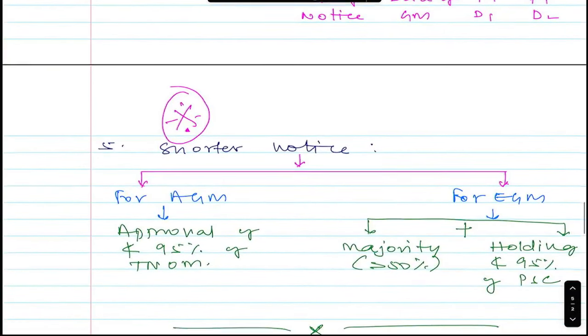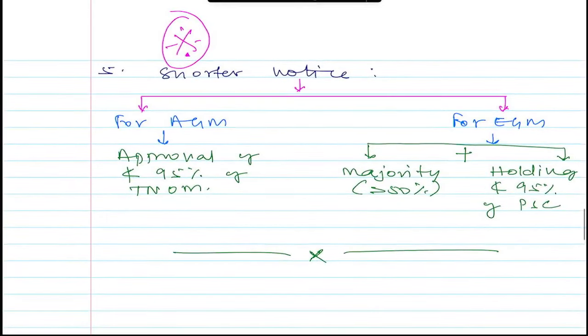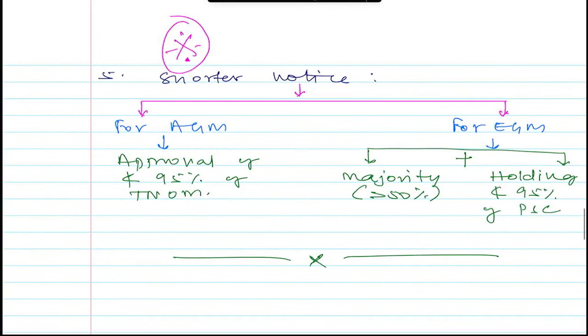Next, time limit: not less than 21 days, 21 clear days. What will not be included? Date of notice, date of meeting, postal transit day 1, postal transit day 2. Next, shorter notice. Can we give a shorter notice? Yes. For AGM, whose approval is to be taken? Approval of members, 95%. For EGM, majority permission is enough, but that majority should hold 95% of the total capital. In that case, approval is given.